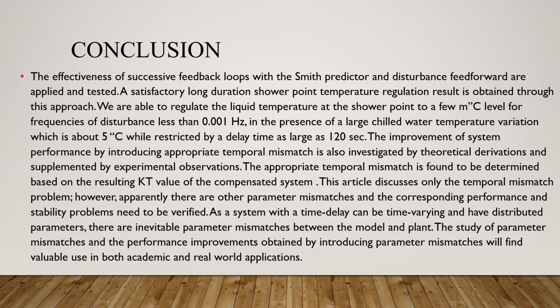Coming to the conclusion, the effectiveness of successive feedback loops of the Smith predictor and disturbance feed forward are applied and tested. A satisfactory long duration shower point temperature regulation result is obtained through this approach. We are able to regulate the liquid temperature at the shower point with a power level for frequency distribution less than 0.01 Hz in the presence of large chilled water temperature variation within 120 seconds. The improvement of system performance by introducing appropriate temporal mismatch is also investigated by theoretical derivations. So this is all my explanation about it. Thank you.